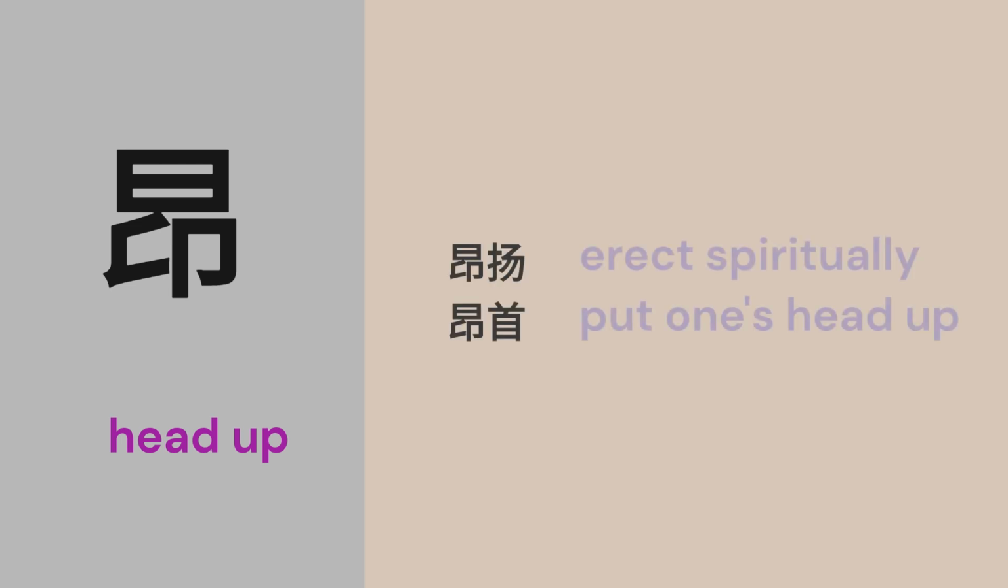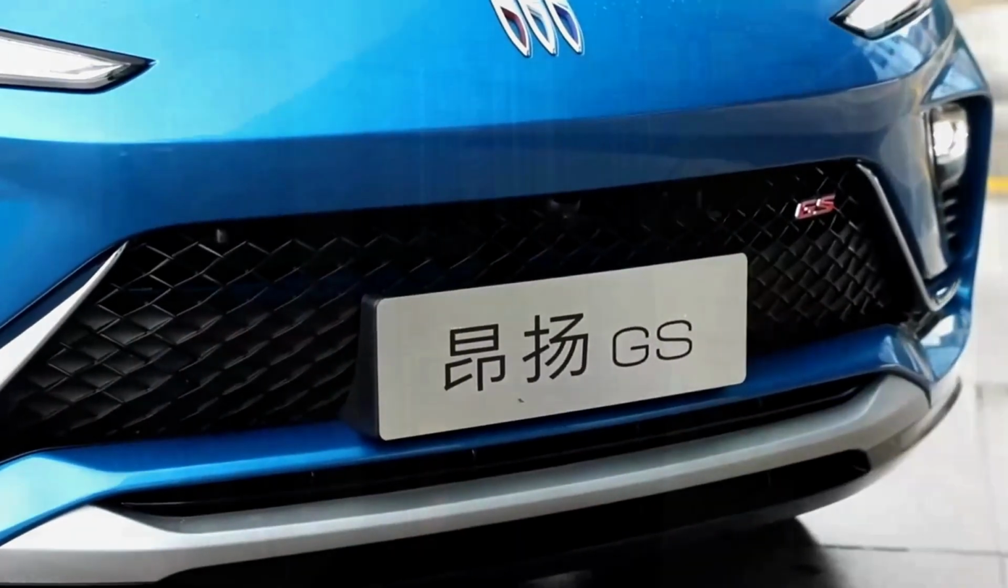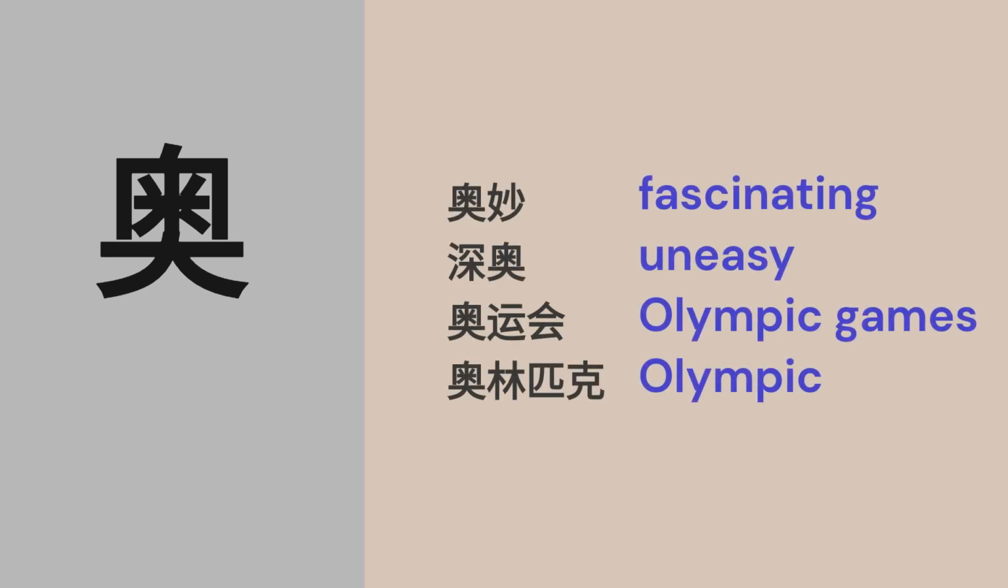Ang, you can learn ang from 昂扬、昂首, which are rarely used in spoken Chinese, apart from some political slogans or brand names. Ao, you can learn ao from 奥妙、深奥, and 奥运会 or 奥林匹克 Olympic.